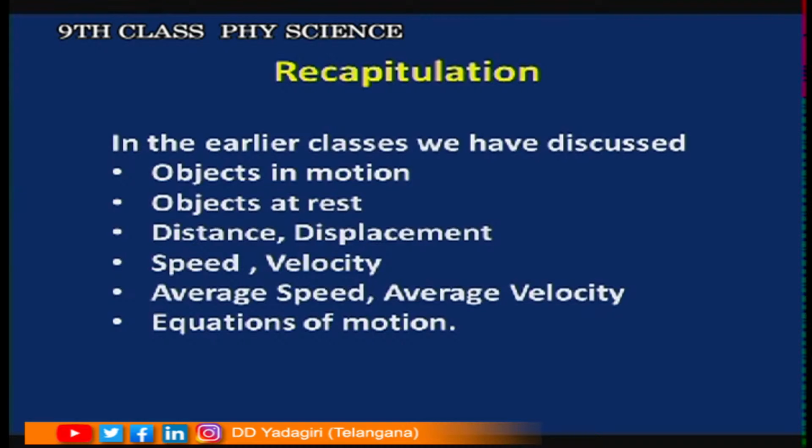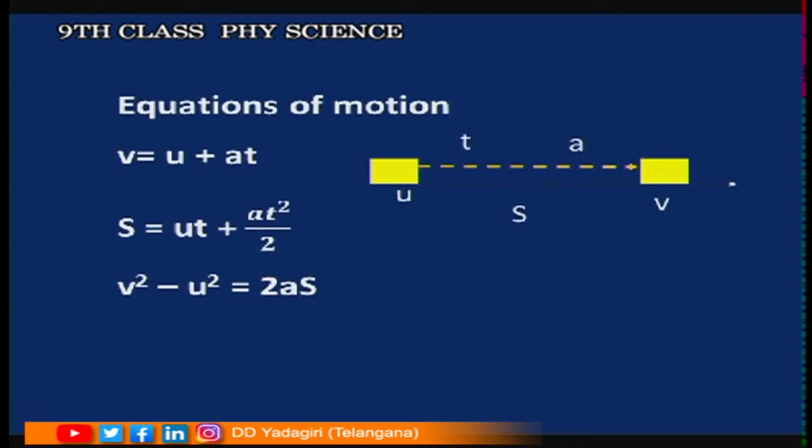In the earlier classes we have learnt objects in motion, objects at rest, distance, displacement, speed, velocity, average velocity and equations of motion. We have seen that when an object moves from one point to another, starting with a velocity u, moving with an acceleration a, covering a distance s in the time t and reaches a final velocity v. At that time, these three equations hold good.